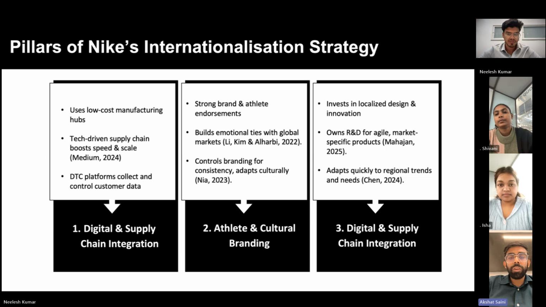Nike customizes product sizing and campaigns to fit regional preferences, such as exclusive launches in China or streetwear in Japan. These three pillars work together to balance global consistency with local responsiveness. Now let's take a closer look at each pillar, which Isha is going to explain, starting with digital and supply chain integration.